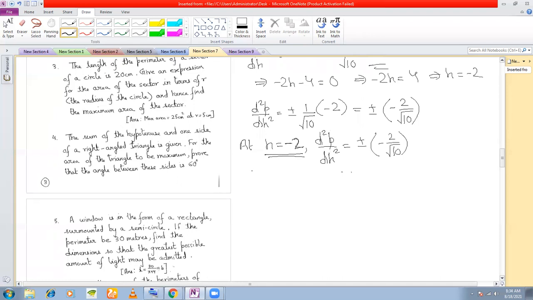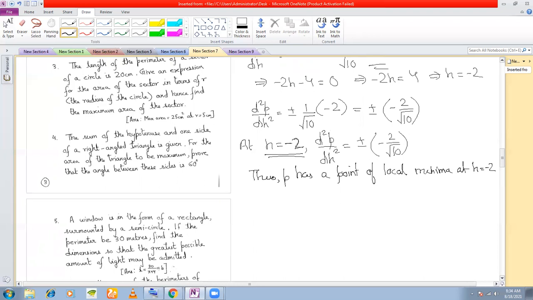So we say thus, P has a point of local minima at h is equal to minus 2.